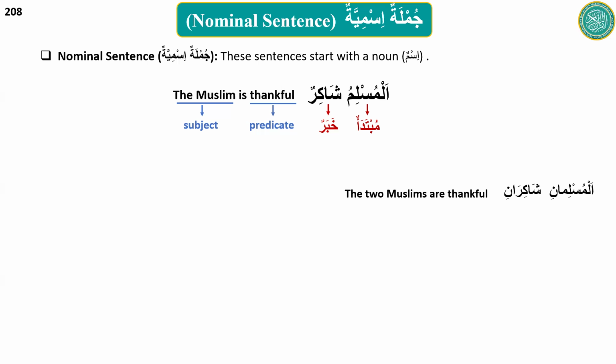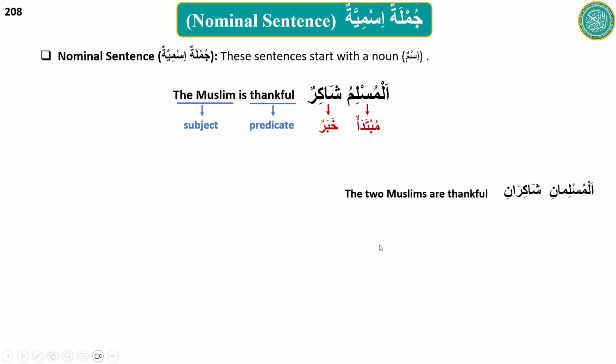So what is the nasab form of al-Muslimani? Al-Muslimaini. And what is the nasab form of Shakirani? Shakiraini. Can we use them in this jumla? No, because mubtada and khabar have to be marfu, both of them. Thank you, Daniel.